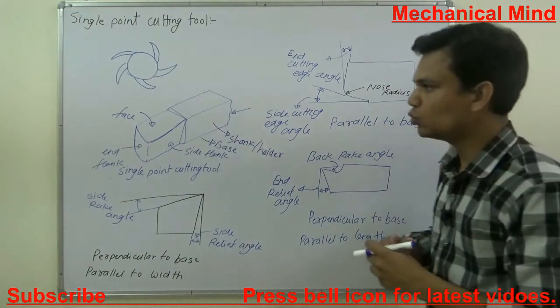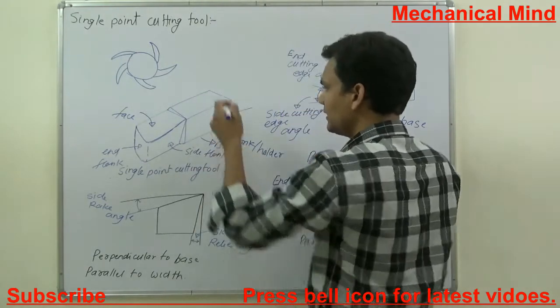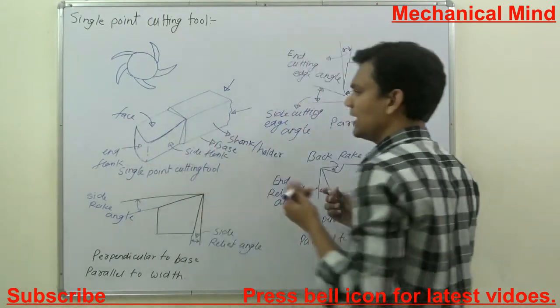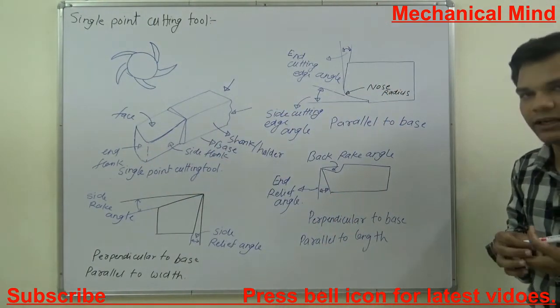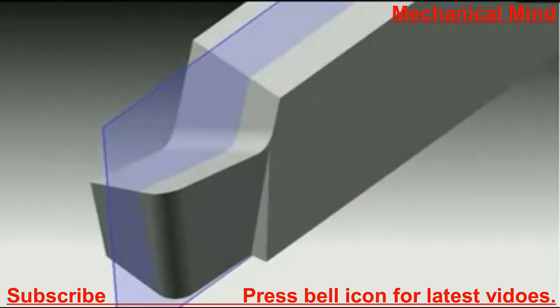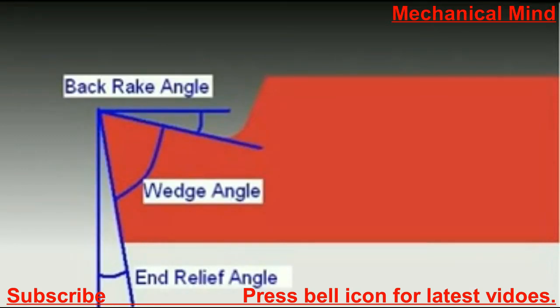And if we cut the tool by a plane which is perpendicular to base and parallel to length, and we want to see it more clearly, then you can watch the clip. So you watch. For the last cut, we'll cut vertically along the axis of the tool. The cross section is going to look like this, and we'll look at that cross section straight on. Here we see the back rake angle, the wedge angle, and the end relief angle.